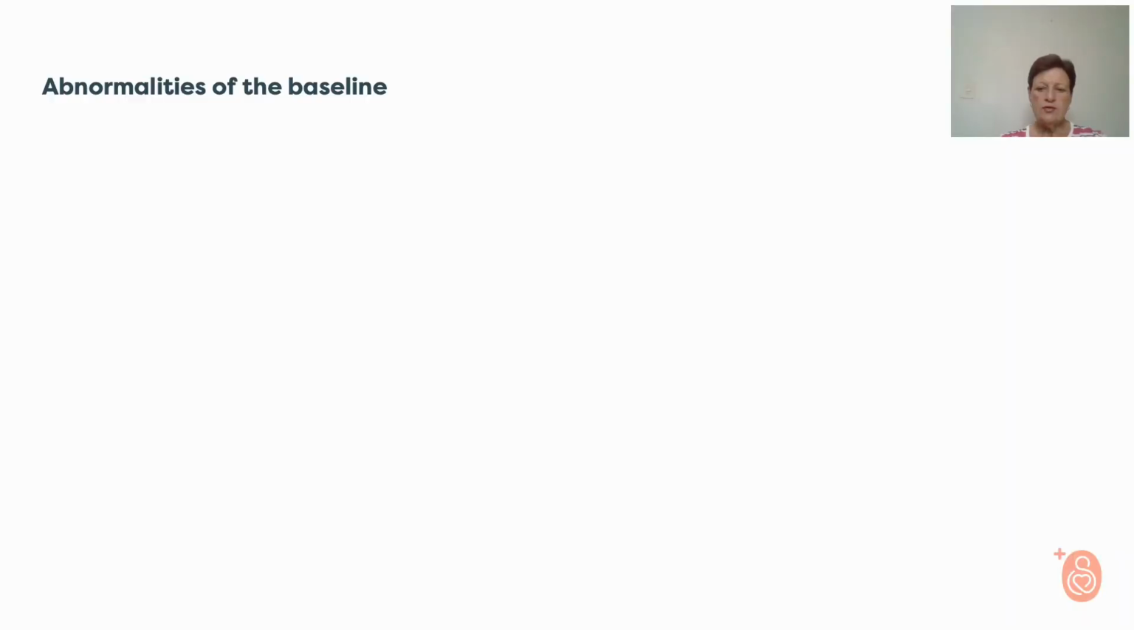Okay, now when we talk about the abnormalities of the baseline, we talk actually about abnormalities of the heart rate. We've said that the definition of the baseline is the average heart rate between periodic changes over a 10-minute period. And the two major groups of abnormalities of the baseline are tachycardia and bradycardia, and those are the two that we will basically discuss just now.